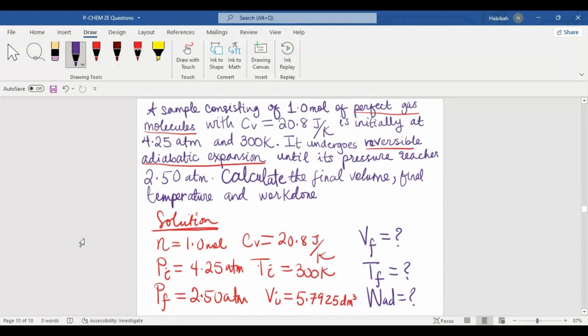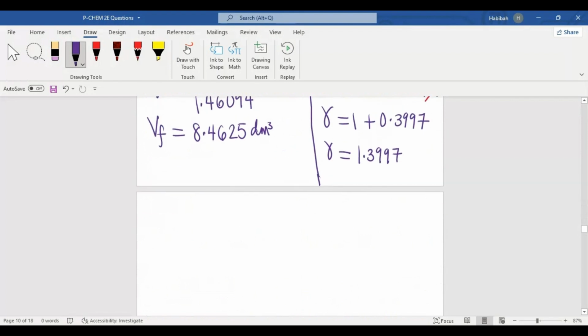Of course we're asked to find the final volume. The shortest number of significant figures is 2 sig figs, but we're not going to focus on that right now. Just so you're aware, if you were asked to write this in 2 sig figs, V final is going to be 8.5 dm cubed. But since we're still going to be using this volume in further calculations, we're not going to use the approximated value. We're going to use the one with 4 decimal places, which is 8.4625 dm cubed.